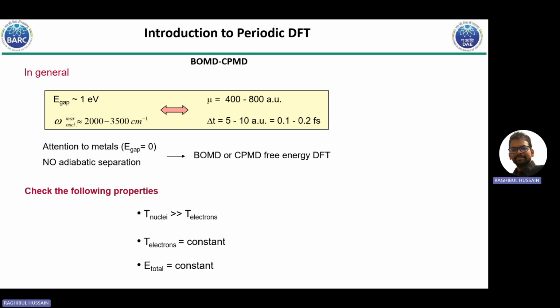So basically, as I have already told, the kinetic energy of the nucleus should be much higher compared to this, so that only then can you maintain the additivity. The temperature of the electron is better kept constant, because if it is high, there is a chance of going to an excited state. That means you are losing your BO. And the total energy is constant, obviously. It should not be high.